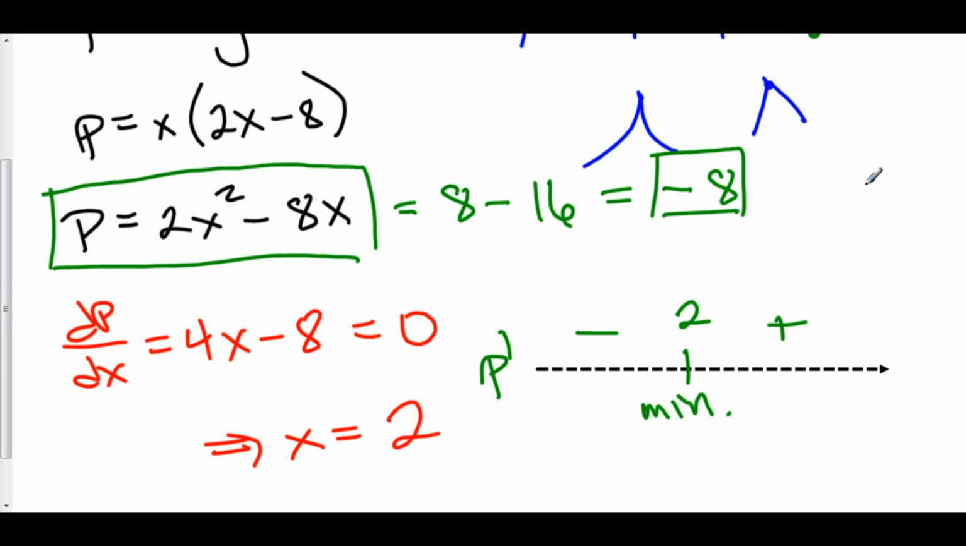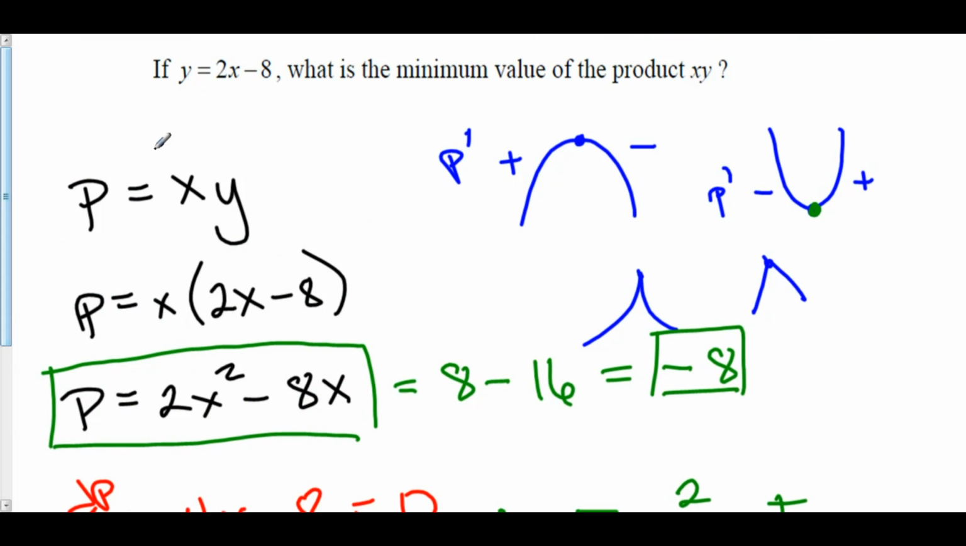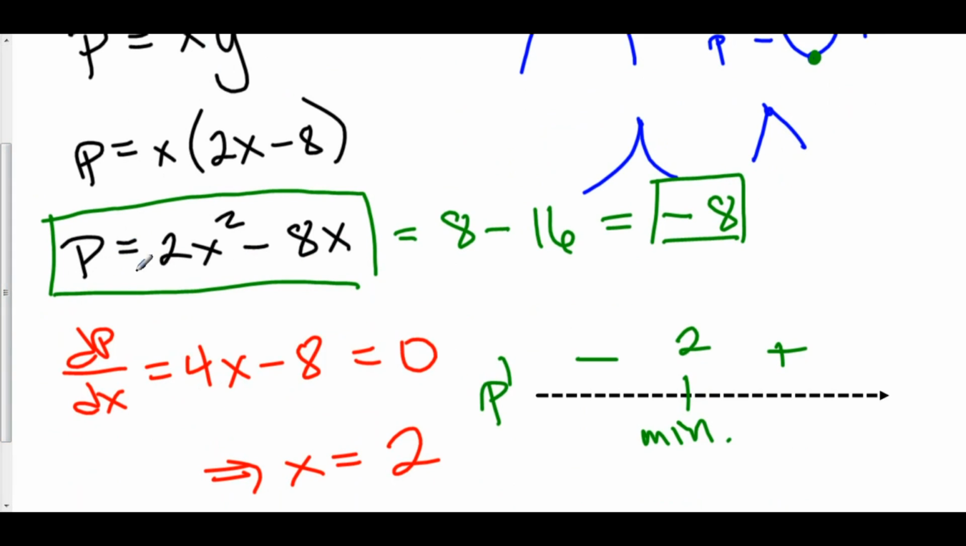Let's go through this one more time. We first found a model for the variable in which we are optimizing. That was our product. It's x times y. We then realize that we have to get this model in terms of only one variable. Luckily, they're going to give you information to be able to find that one variable. Here they told us that y is 2x minus 8. So P is equal to 2x squared minus 8x.